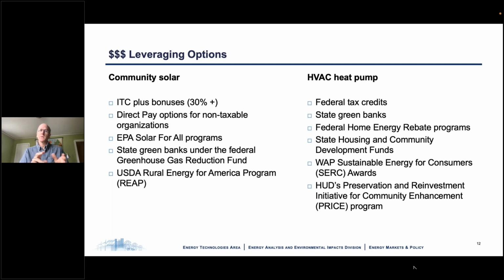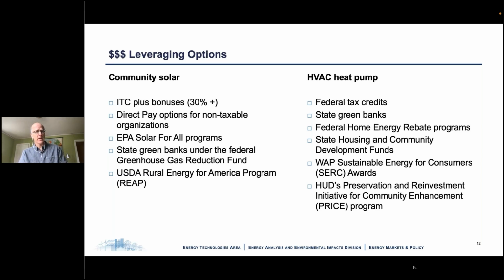And some of these programs can cover both community solar and weatherization or electrification of manufactured homes. On the heat pump side, there are federal tax credits for households if they're eligible. There are the federal rebate program, home energy rebate program. Those are rolling out now. I think we're up to maybe 4 states that have those active, and a number of others are in the works and expected in the coming months.